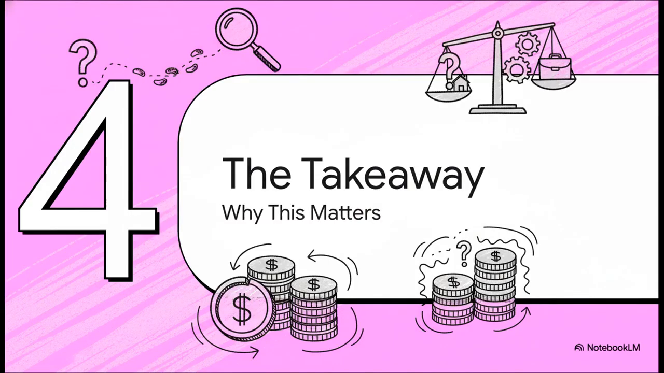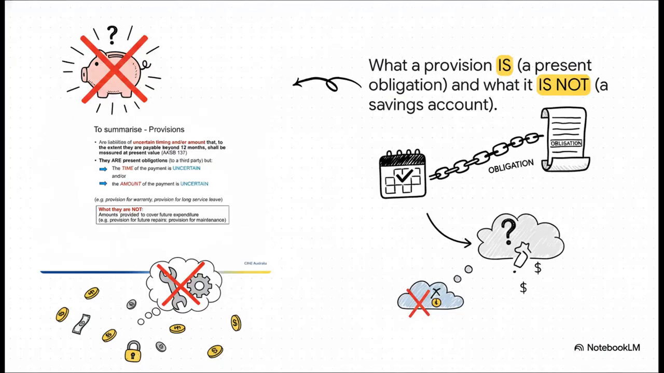So we've followed the clues, we've looked at the evidence, and we've cracked the case. But what's the real takeaway here? I mean, why should you even care about this nerdy distinction between a provision and a contingent liability? Well, first off, it's so important to know what a provision isn't. It is not a corporate piggy bank. It's not some slush fund for vague future plans like, say, routine maintenance. A provision has to be tied to a real, existing obligation from something that already happened. Think of it as a known debt, but with fuzzy details, not a savings account for a rainy day.